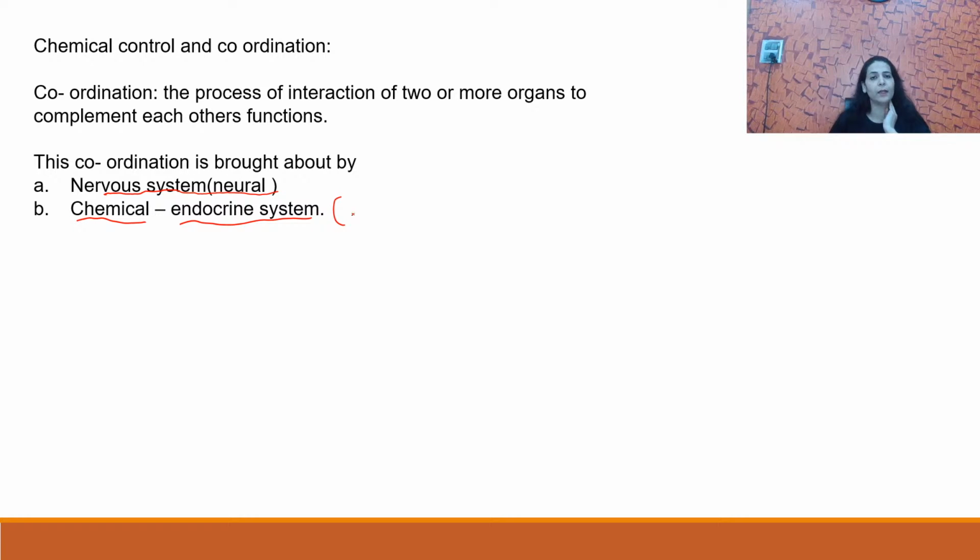So how are the chemicals being used? They are used in the form of hormones. I hope I'm clear to all of you, right? So control and coordination is being brought about by the neural system and endocrine system. What is coordination? When two or more organs complement each other's function, that is known as coordination.